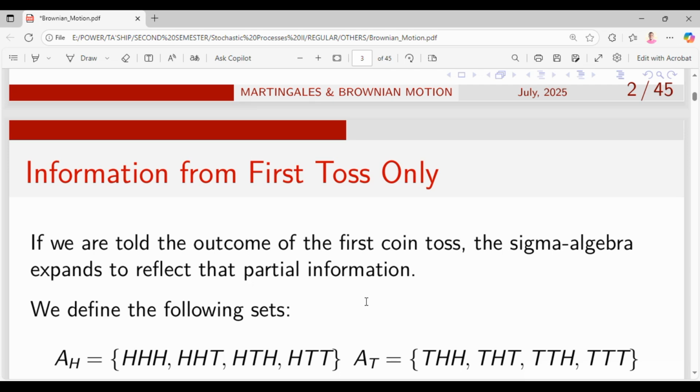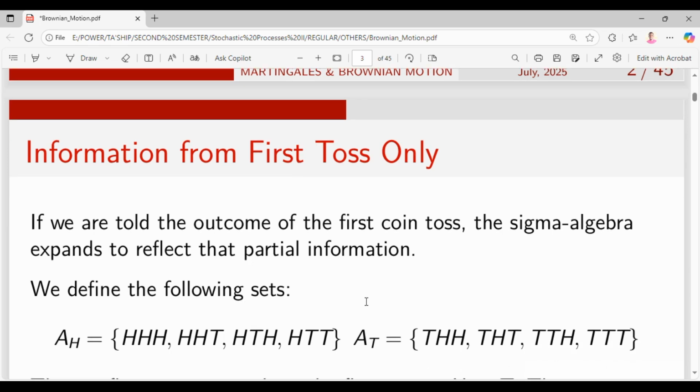So now let's continue by refining our information set.